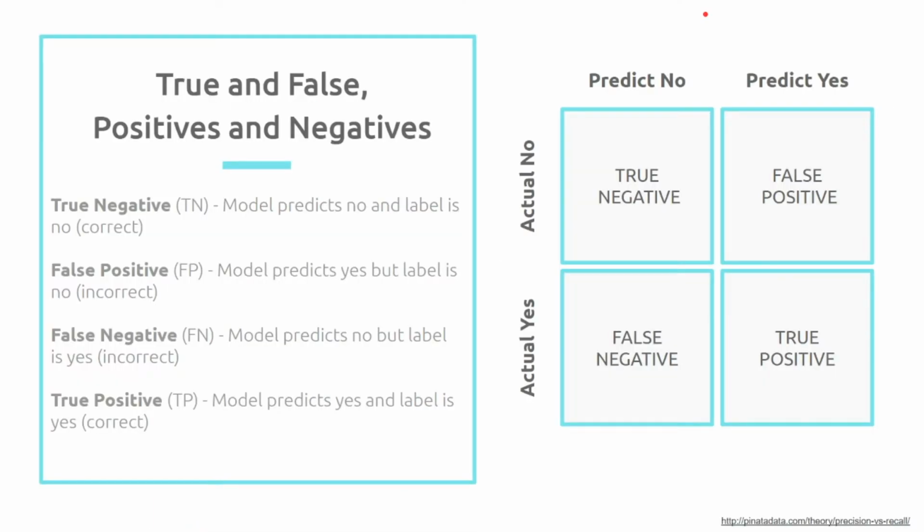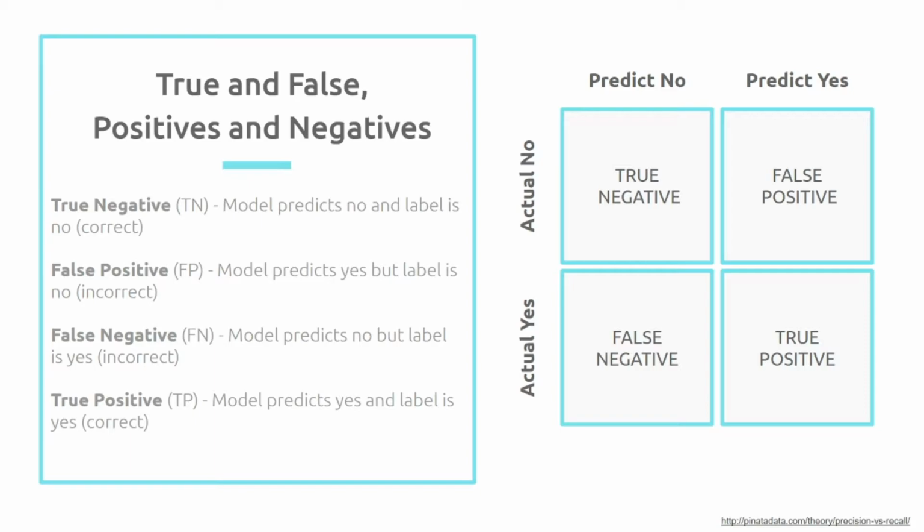Before we jump straight into the measures, let's go over a key concept in binary prediction: true and false, positives and negatives. When we make a prediction, there are four possible outcomes. When we predict no and the answer is no, this is a true negative. When we predict yes and the answer is no, this is a false positive. When we predict no and the answer is yes, this is a false negative. And when we predict yes and the answer is yes, this is a true positive. True positives and true negatives are correct predictions, and false negatives and false positives are incorrect predictions. We use these outcomes to judge the accuracy of the model.